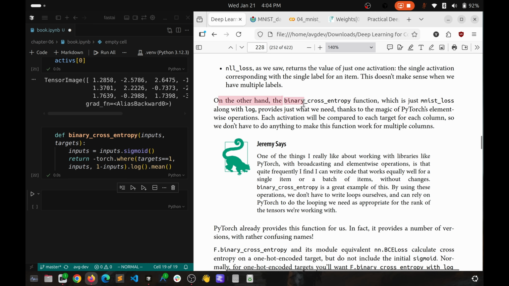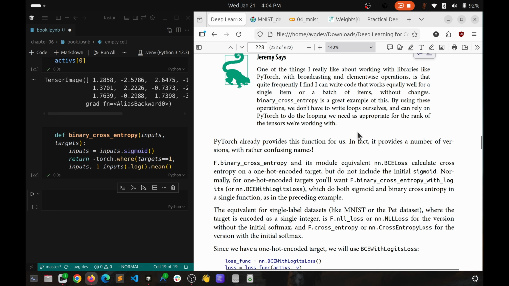On the other hand, the binary cross entropy function, which is just MSE loss along with log, provides what we need thanks to the magic of PyTorch's element-wise operations. Each activation will be compared to each target for each column, so we don't have to do anything to make this function work for multiple columns.